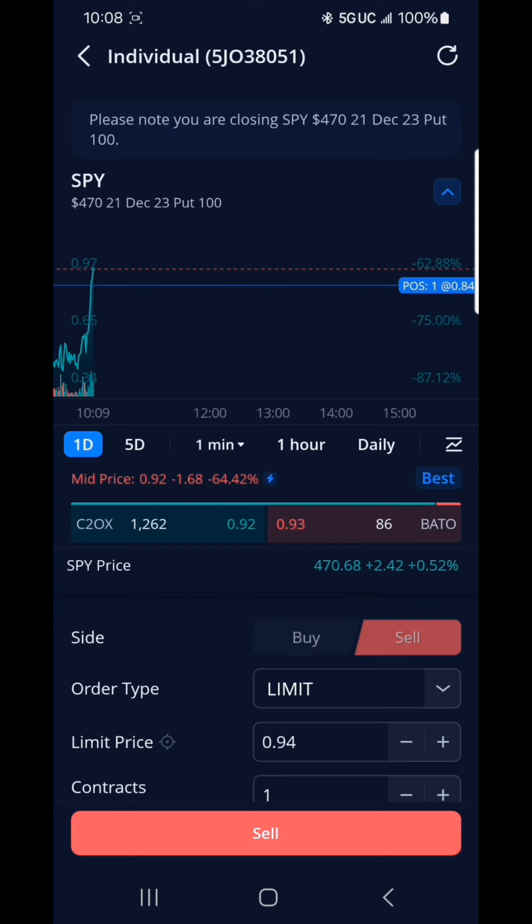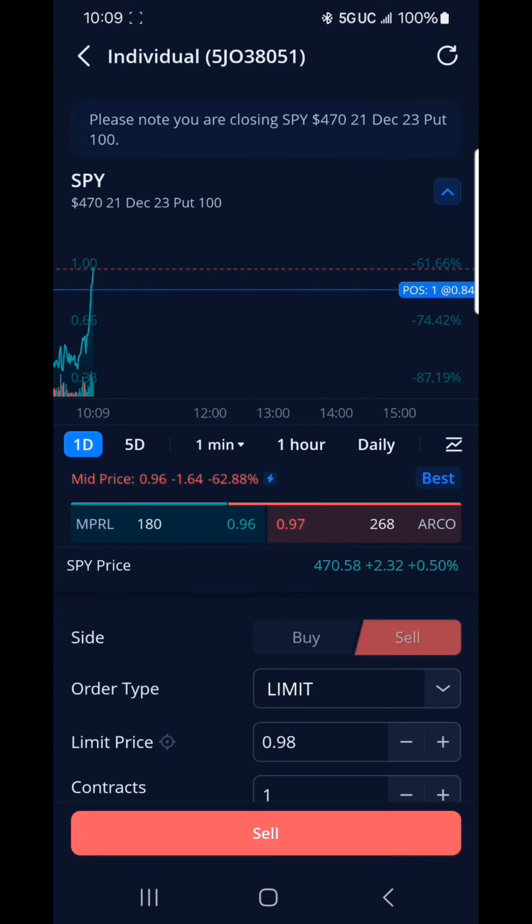Let's see what we got. See if the price is going to continue downwards a little bit. Maybe I could pick up a little bit more. If not, then I'll just go ahead and take the 94. So I'm watching SPY price in the middle of the screen, seeing if it's going to stay below 470.70. And mid price is right here in the middle of the screen also in red. So that's what I can get out for.